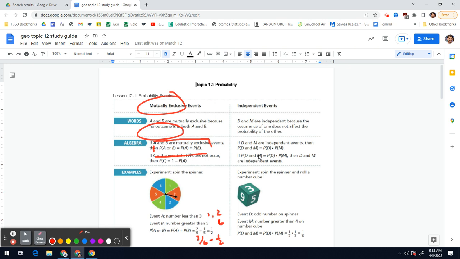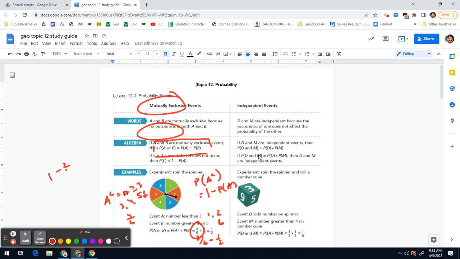Now, say you want to find the probability that something does not occur. So say you want to find the probability of not having a number less than 3, right? So not A, the complement. Then you're going to take 1 minus the probability of A. So if I want to find the numbers that are not less than 3, A complement would be all the numbers that are greater than or equal to 3, right? Which would be a 3, a 4, a 5, or a 6. So that'd be 4 out of 6, right?